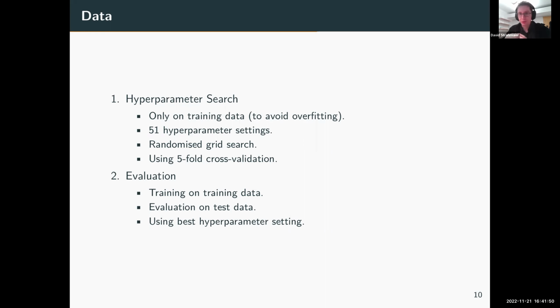After doing this hyperparameter search, and I'll give you some results about this search, I'll then do an evaluation on the holdout test set. I'm training on the whole training data now, not doing the cross-validation, and then evaluating on the test set using the best hyperparameters. Next slide.